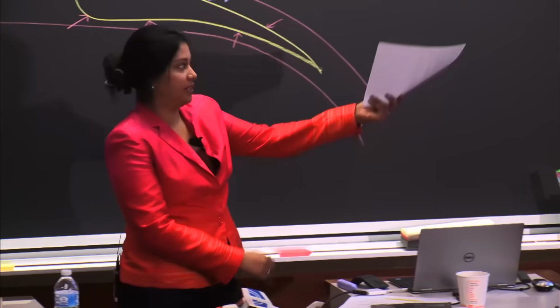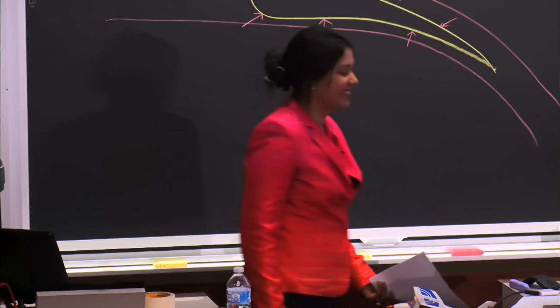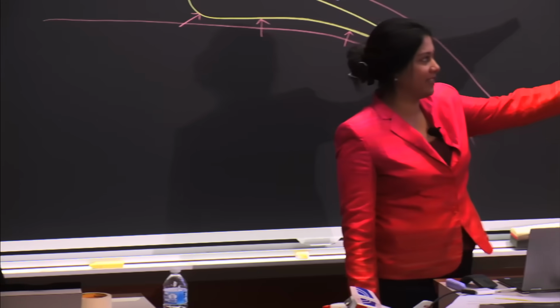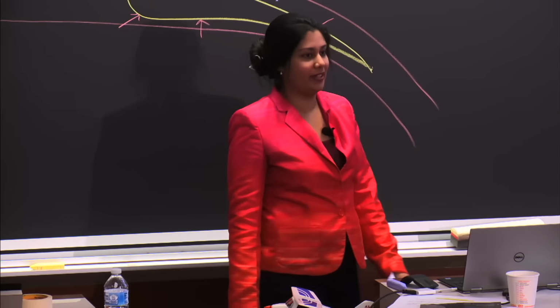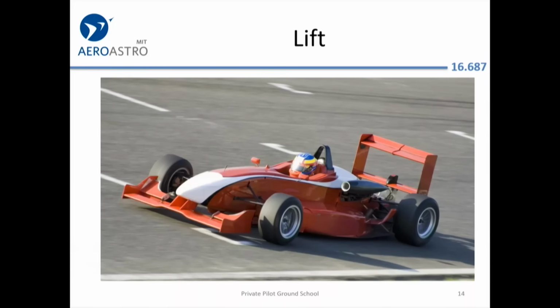So what is this a picture of? A race car, come on guys. I know we're in an airplane class, but okay, who can tell me what is that thing sticking up at the back of the race car? A spoiler. What's a spoiler?